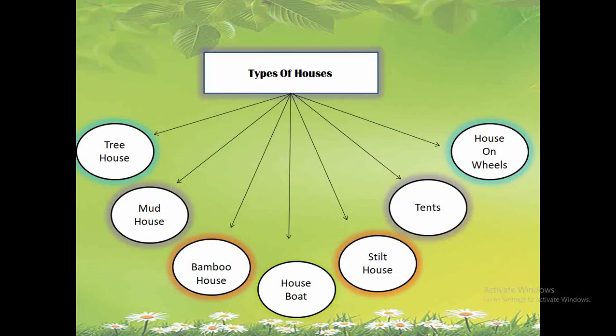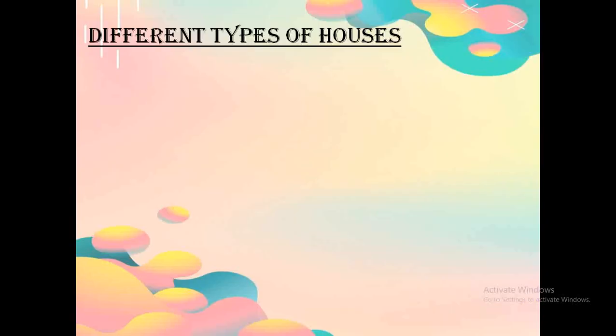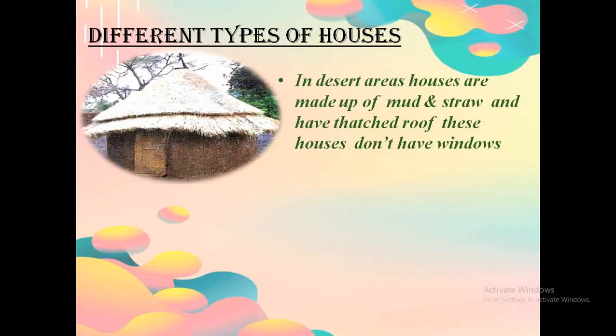When we talk about a house, there is not only a particular kind of house. We have different types of houses depending on different reasons. A few examples of houses are as here. For example, tree house, mud house, bamboo house, houseboat, stilt house, tent, house on wheels, etc. We have different types of houses depending upon the climate of that particular place. Here in detail we are going to read about different types of houses.